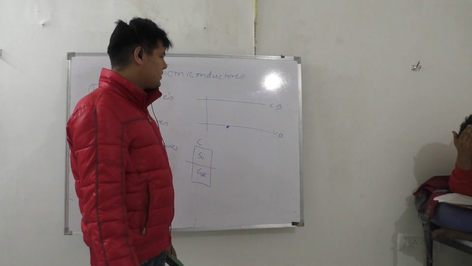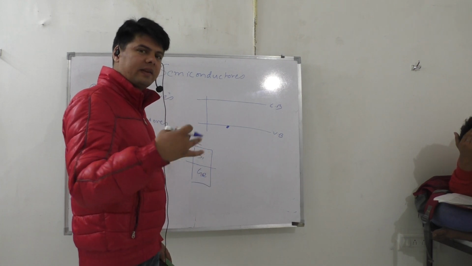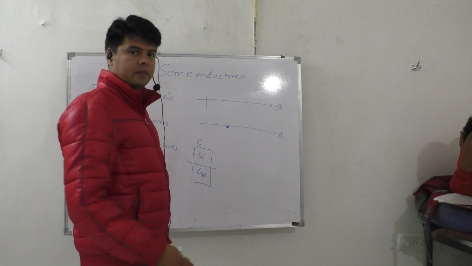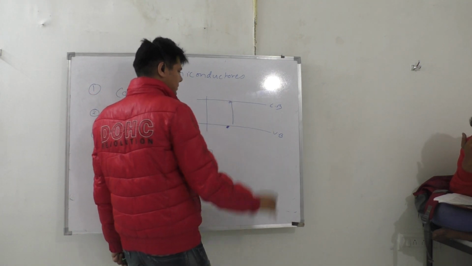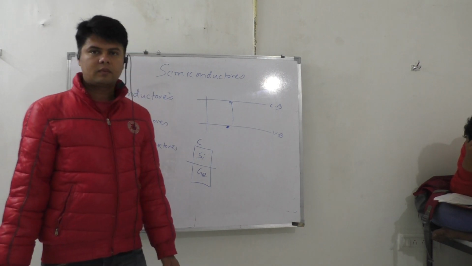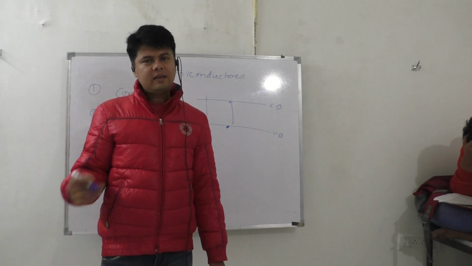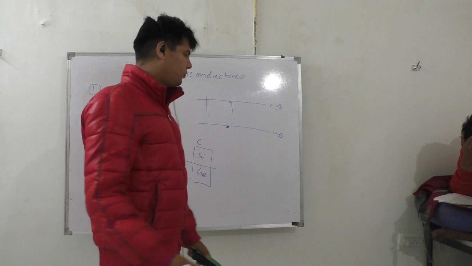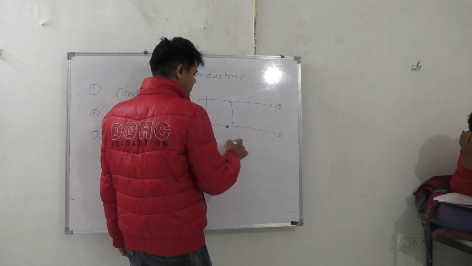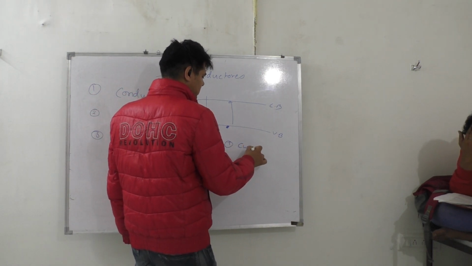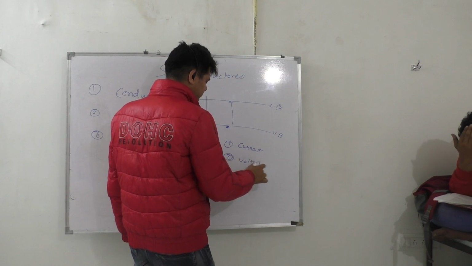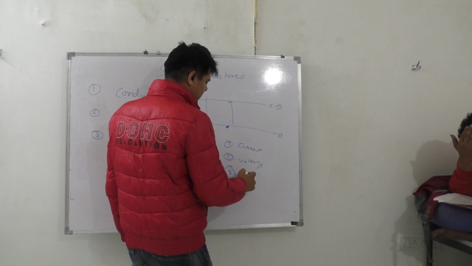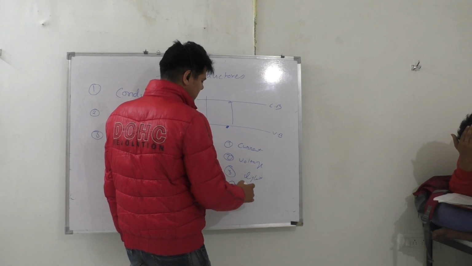When an electron absorbs energy at the valence band, it moves from the valence band to the conduction band, and this energy may be in the following forms. The first one is the current, second one is the voltage, third one is the light, and fourth one is the temperature.